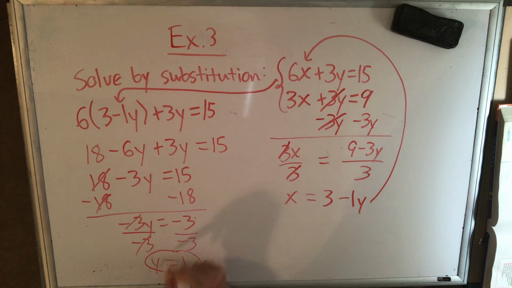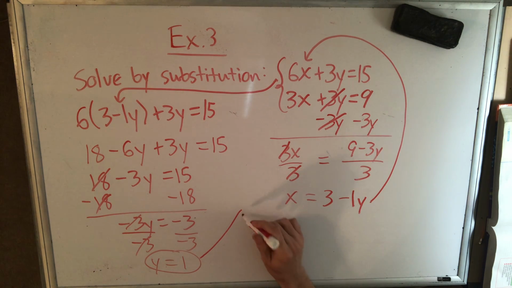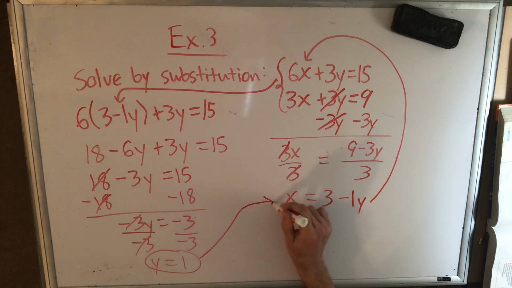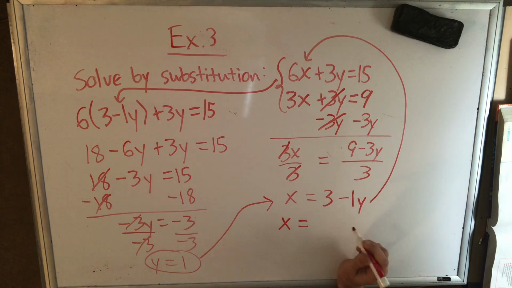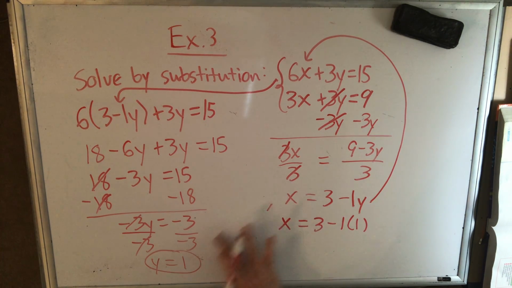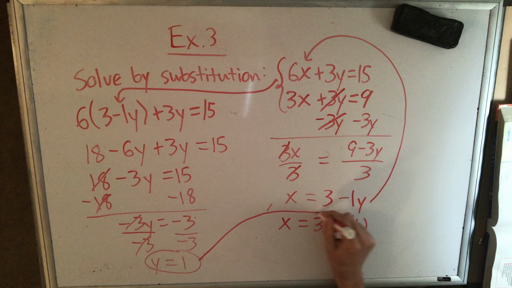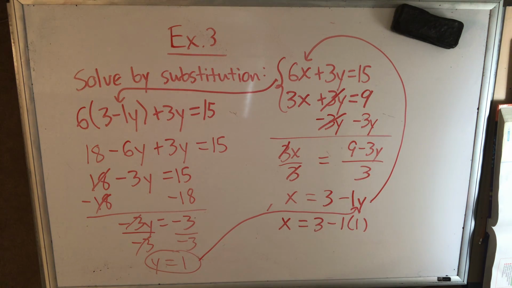Now to find x, substitute in 1 for y in any of the equations, but this one would be the easiest equation since x is already isolated in that equation. That gives us x equals 3 minus 1 times 1 when we substitute in 1 for y. According to PEMDAS, we do M for multiplication before S for subtraction. 1 times 1 is 1, 3 minus 1 is 2, so x equals 2.